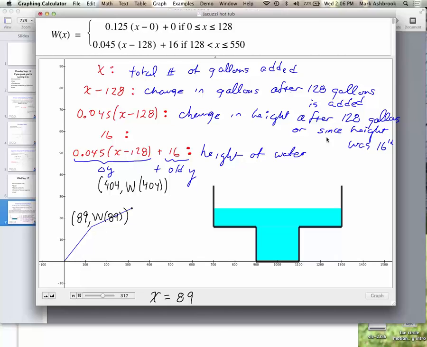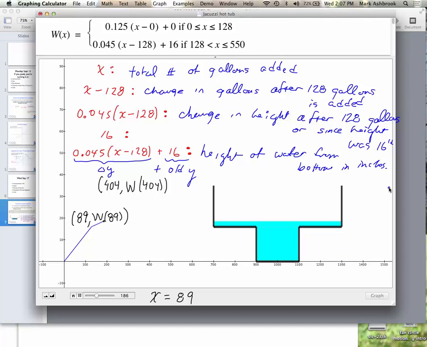So this is the height of the water from the bottom in inches, when there's x gallons of water in it. Is it from the last line? Is it from the step or is it from the bottom? Why is it from the bottom? We added the 16. We added that 16 plus the change, which means the whole height from the bottom.